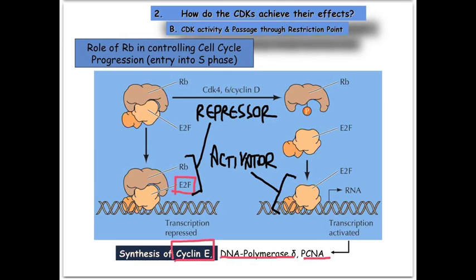The molecular event that dictates the release of E2F from the inhibitory activity of RB is the phosphorylation of RB by CDK4, CDK6, and cyclin D. So the kinase activity of CDK4, CDK6, regulated by cyclin D, is what mediates the release of E2F from RB, therefore allowing for the activation of the transcriptional activity of E2F, therefore leading to the synthesis of DNA polymerase delta, PCNA, and cyclin E.